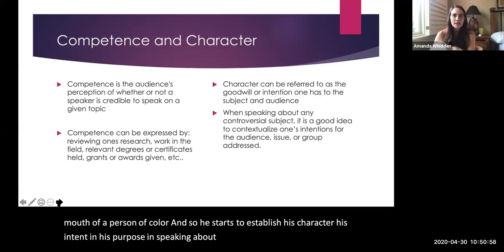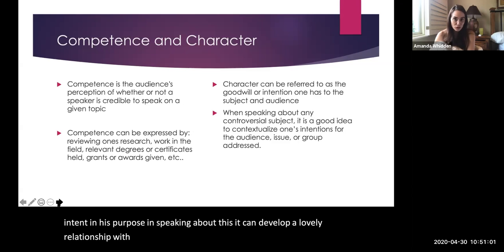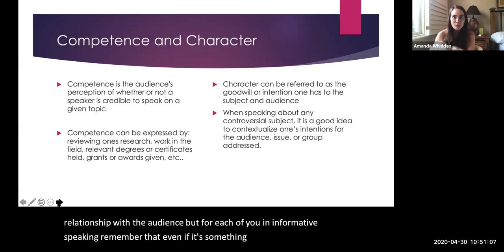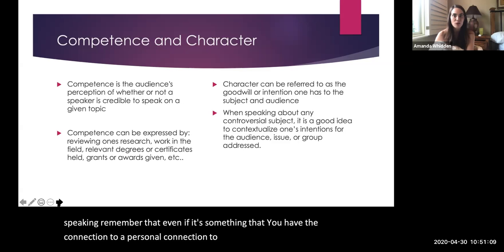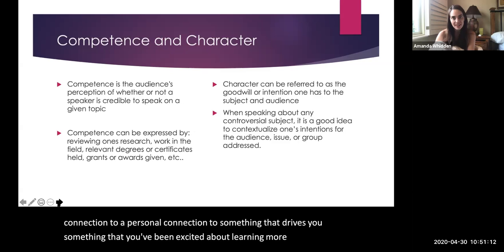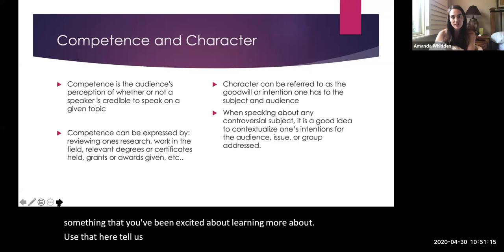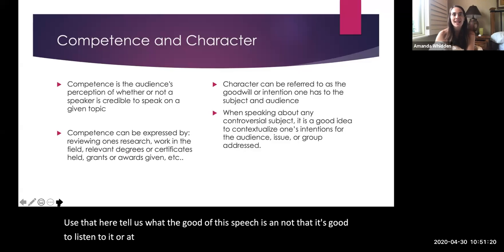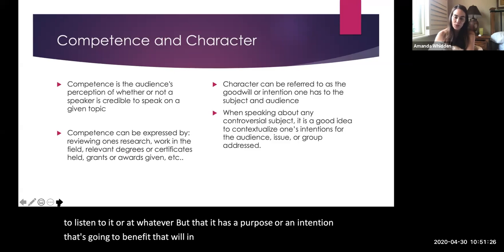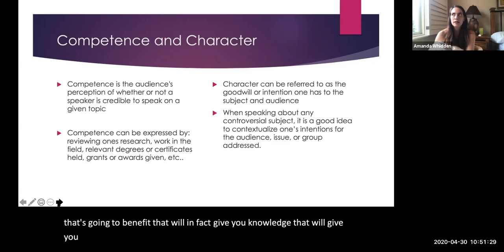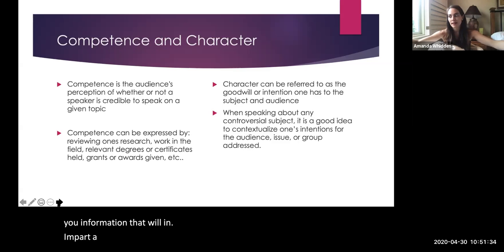It can develop a lovely relationship with the audience. But for each of you in informative speaking, remember that even if it's something that you have a personal connection to, something that drives you, something that you've been excited about learning more about, use that here. Tell us what the good of this speech is, and not that it's good to listen to it or whatever, but that it has a purpose or an intention that's going to benefit, that will in fact give you knowledge, that will give you information, that will impart a unique understanding of an experience, of a culture, of whatever.